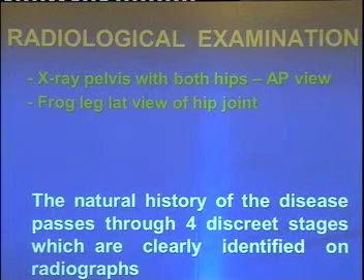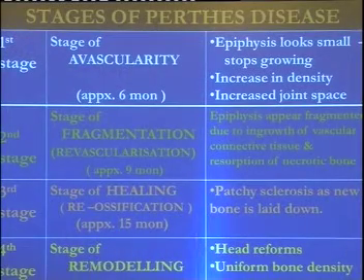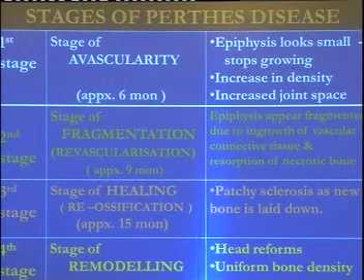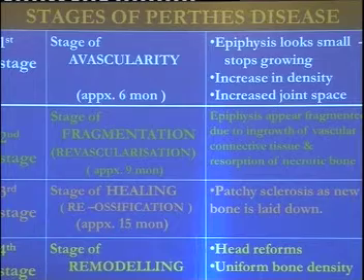The natural history or the pathology of the disease passes through 4 distinct stages which are clearly delineated on radiographs. These stages are, first stage is the stage of avascular necrosis that runs for about 6 months or so, 6 months plus minus 3 months.